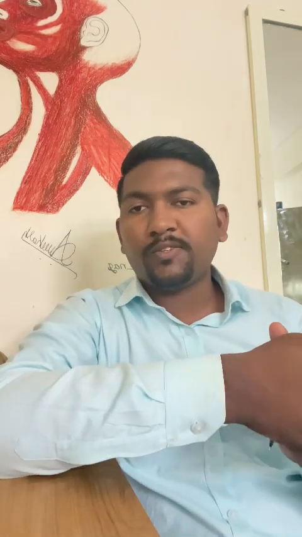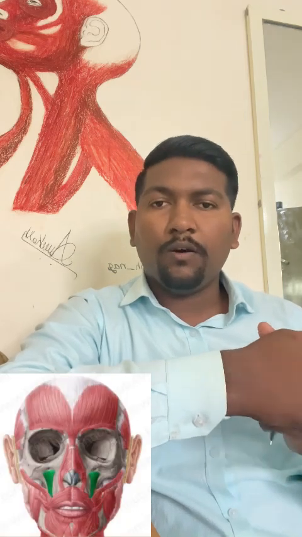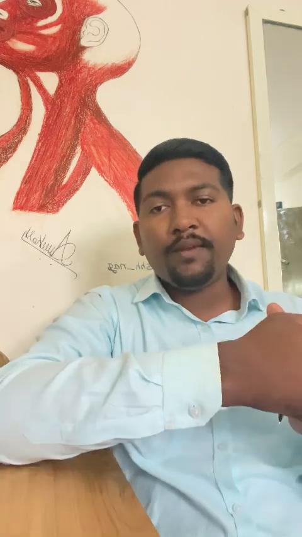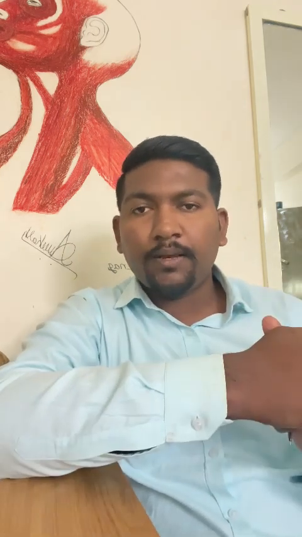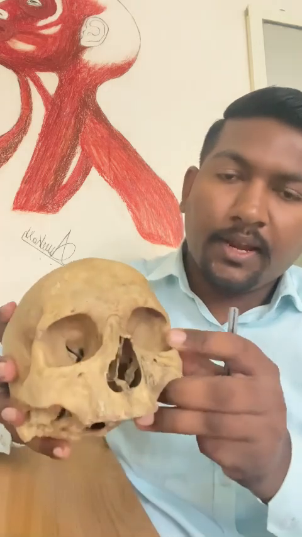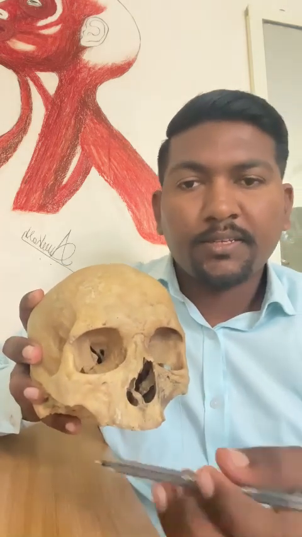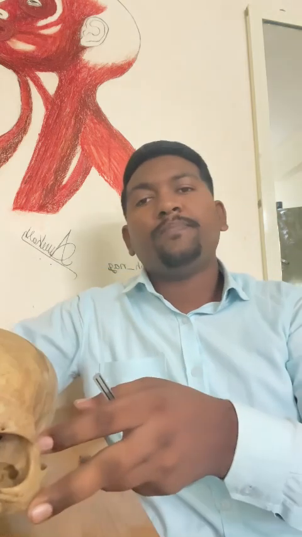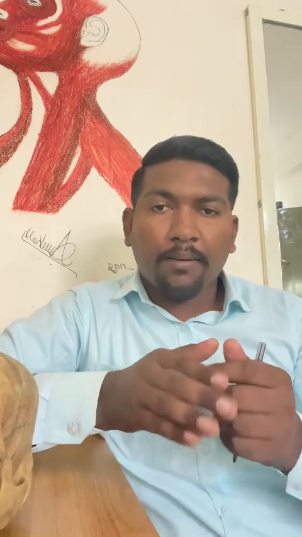Now coming to the caninus muscle, also called the levator anguli oris, which arises from the canine fossa just below the infraorbital foramen. Here we can see this is the canine fossa. It arises below the infraorbital foramen and is inserted into the integument of the angle of the mouth, the integument of the angle of the upper lip.